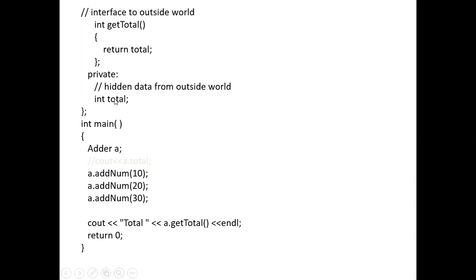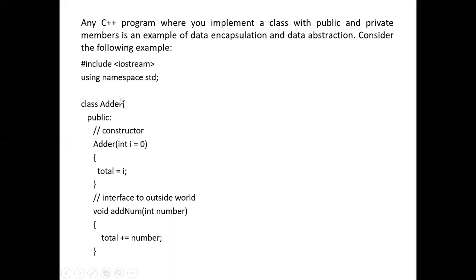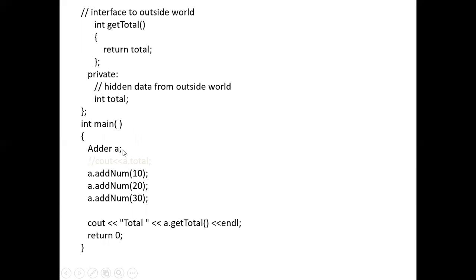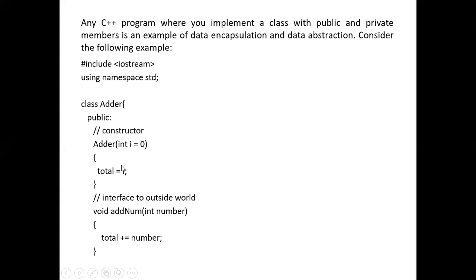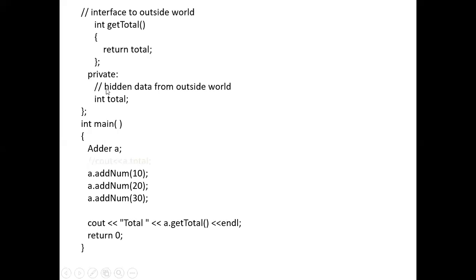So we know from our knowledge so far that whenever the program starts, Adder a will create an object, and this object will be used as a.addNum. So this means you can access this addNum function or this getTotal function, but you will not be able to access any other information that is private. We already know it, but now we know why we do it: to ensure the security, or the encapsulation.